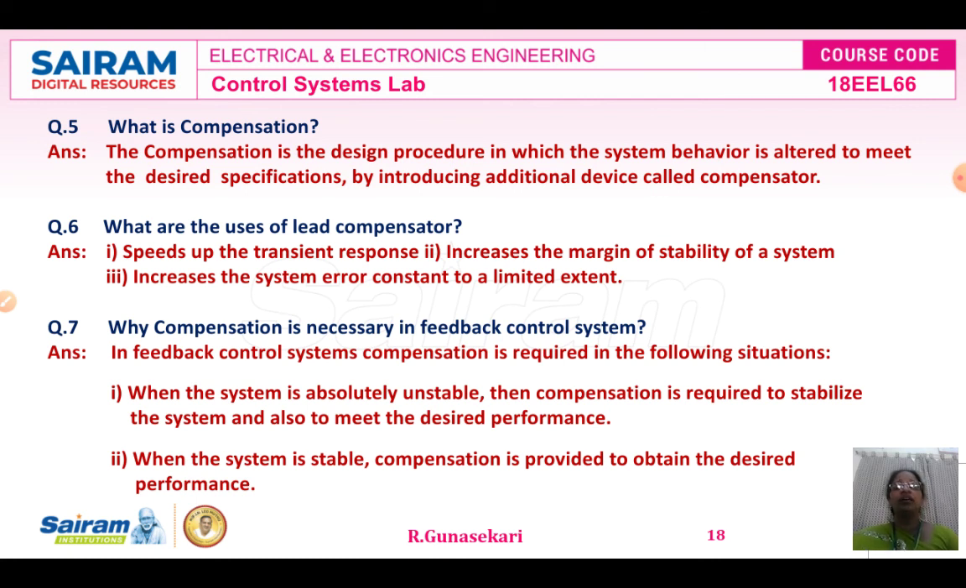Then, why is compensation necessary in a feedback control system? The first one is when the system is absolutely unstable, then compensation is required to stabilize the system and also to meet the desired performance. The second one is when the system is stable, compensation is provided to obtain the desired performance.